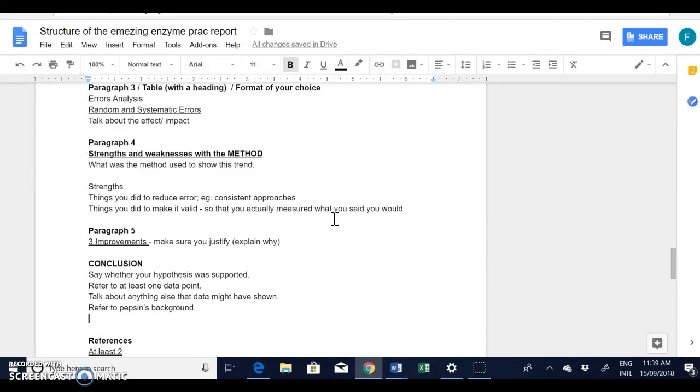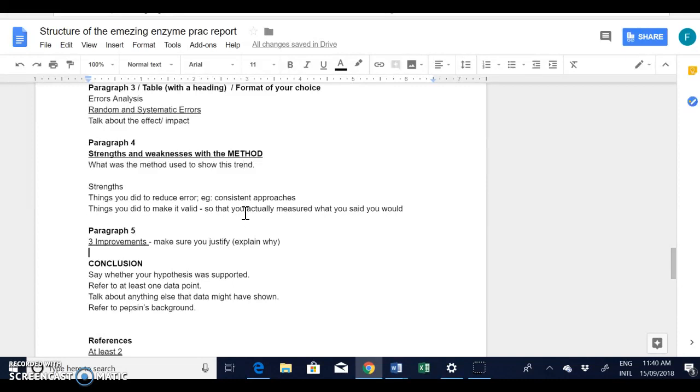So this would be like, I'm trying to measure the effect of temperature on something, but I put it in a pressure of 0, and then the next time I measure it, it's in a pressure of 100. Well, actually, I might have measured the effect of pressure on it. So what did you do to make sure you actually measured what you said you would? That's strengths, and consistent approaches as well to reduce error. What was the method used? I don't want to say too much more than that, but is it enough to really provide good evidence for this trend?